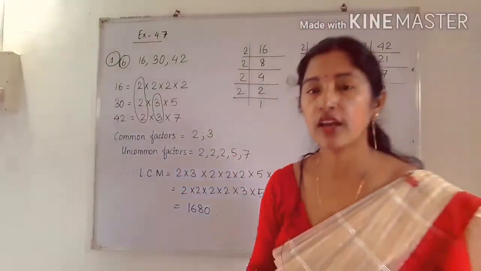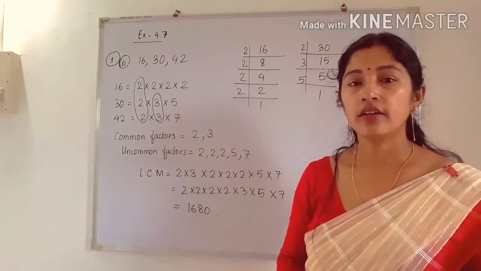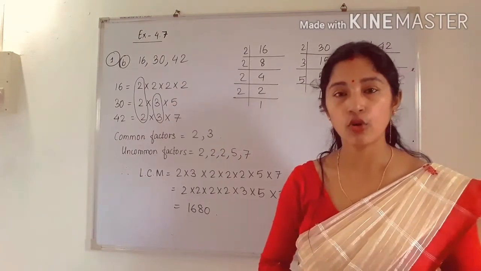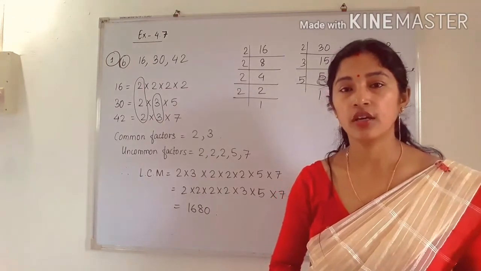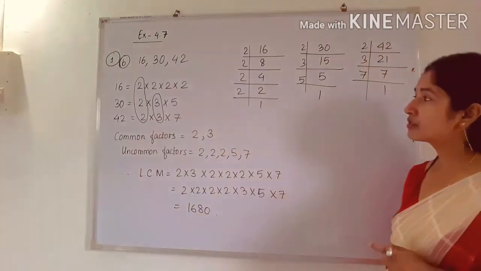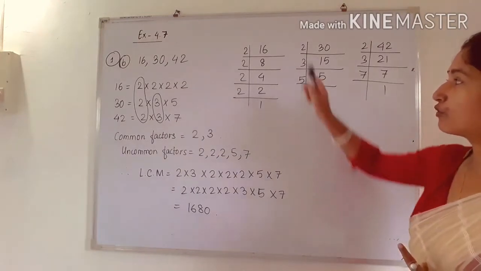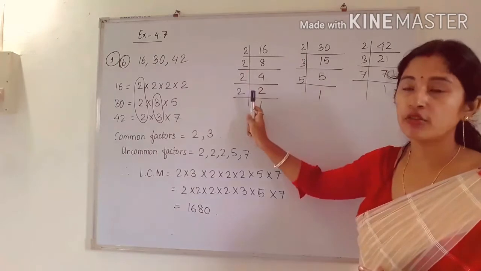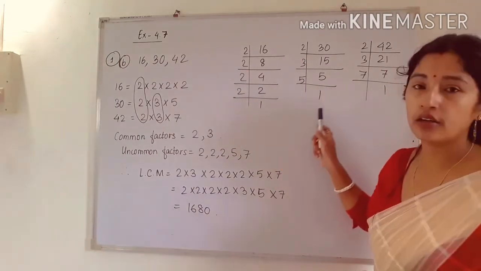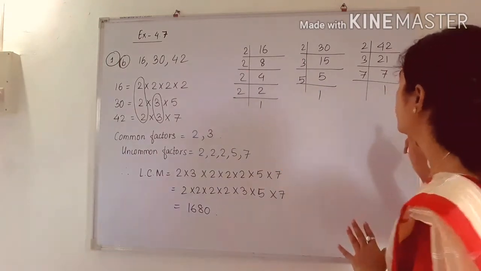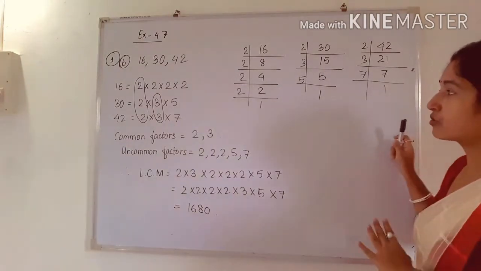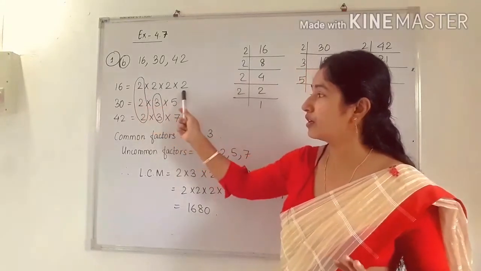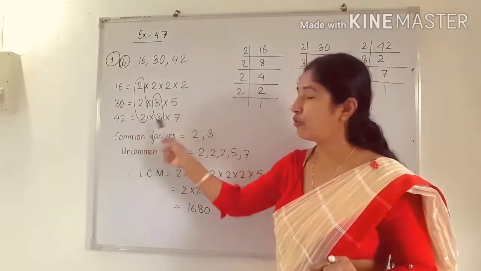One more question I have taken here. There are 3 given numbers. First of all, you have to find the prime factorization of all 3 numbers. So see, 16, 30, 42. First I am finding the prime factorization of 16. Next is 30. Next is 42. Next you know what you have to do. You have to write the prime factorization of 16, next 30, next 42.